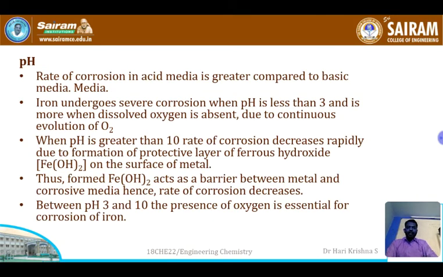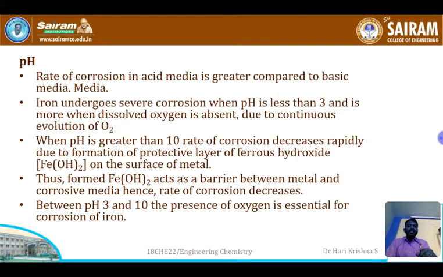pH, you know what is pH, right? It ranges from 0 to 7 for acids. The negative logarithm of the concentration of H plus ions to the base 10 is called pH. Let us consider iron as an example. Iron undergoes severe corrosion if pH is less than 3 and dissolved oxygen is absent. Why? Because a hydrogen displacement reaction occurs. When you take zinc and dip it in acid, what will happen? The metal undergoes dissolution. Here we consider it as corrosion due to complete evolution of hydrogen.